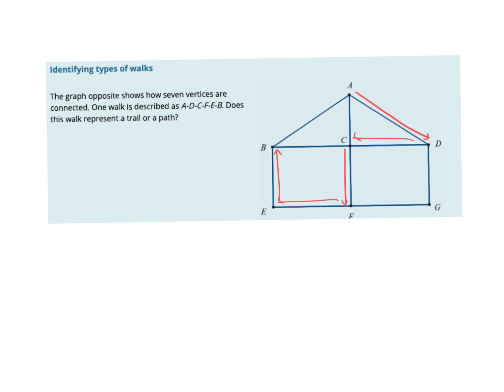No. So this one could be a trail or a path, because we have no repeated edges, but because we have no repeated edges or vertices, I would go with this being a path. So just write no repeated edges, or mainly vertices. So remember what a vertice is.